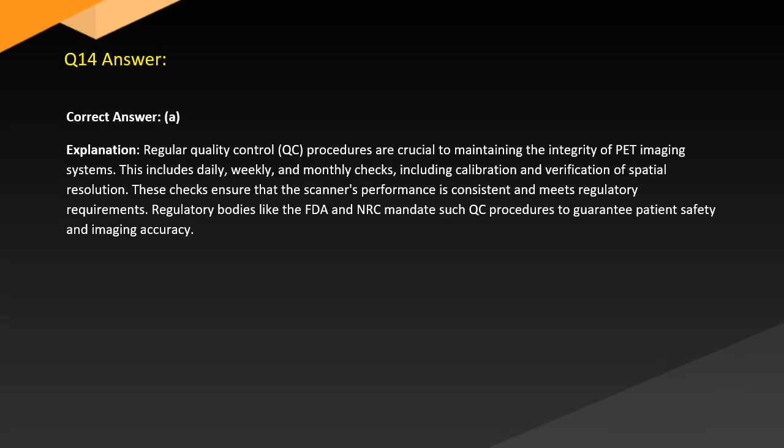Answer. Correct answer A. Explanation. Regular quality control procedures are crucial to maintaining the integrity of PET imaging systems. This includes daily, weekly, and monthly checks, including calibration and verification of spatial resolution. These checks ensure that the scanner's performance is consistent and meets regulatory requirements. Regulatory bodies like the FDA and NRC mandate such procedures to guarantee safety and imaging accuracy.